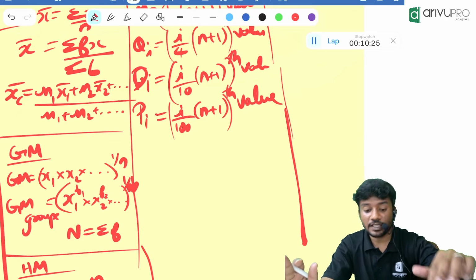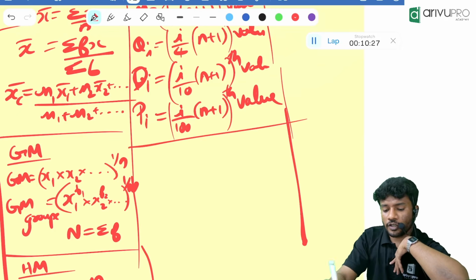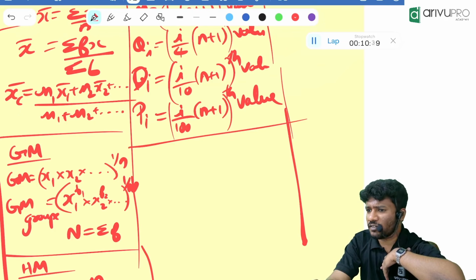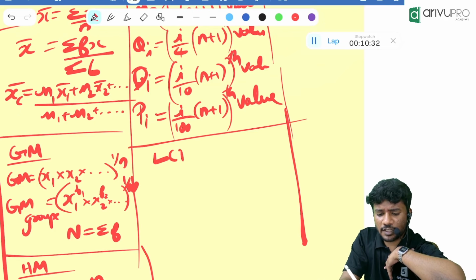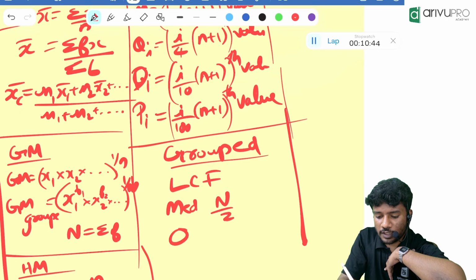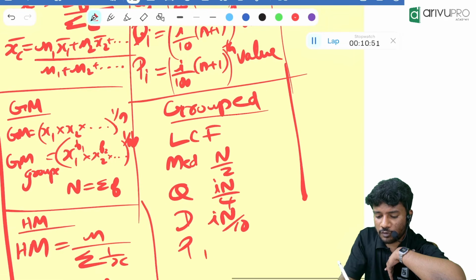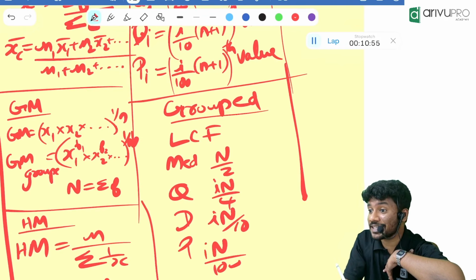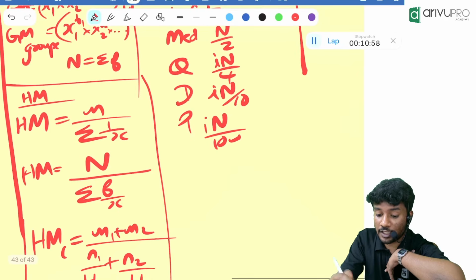Well and good. Then people, for grouped data, we will first find what? We will find the less than cumulative frequency, correct? For the grouped method, first find the less than cumulative frequency. For median, you will find N by 2. For quartile, you will find iN by 4. Then for decile, you will find iN by 10. For percentile, you will find iN by 100. Then you will check which cumulative frequency is greater than this particular value and use the formula.